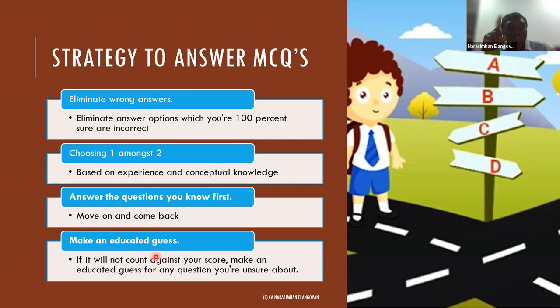The problem here is you will have to choose between those two. Right now, this is where the challenge is, choosing between one and two, which is C and D, or A and B, A and D, whatever. This is purely based on concepts and experience. So this is something you have to be very handy with.